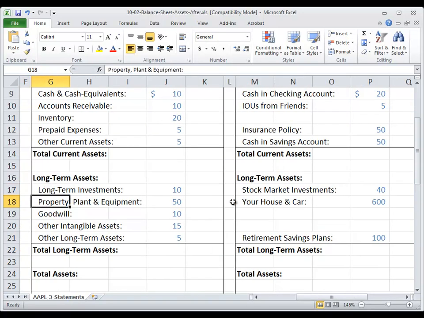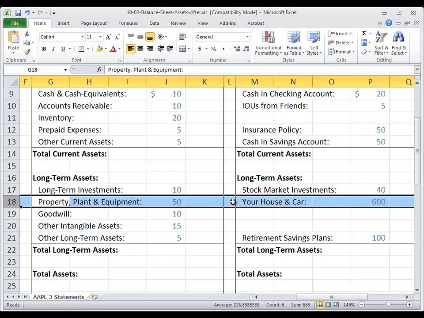For property, plants, and equipment, this is very similar on a personal level to owning a house and a car. It's any type of property that the company owns, any type of factory they own, any type of equipment they own. So in the case of Apple, they may not necessarily own their own production and their own manufacturing facilities, but they do own their own headquarters, and they do own their own computers that are used internally for software and hardware development. So that's what an example might be for Apple.